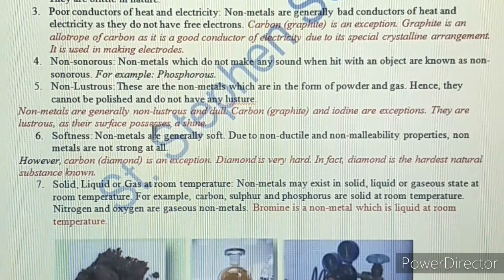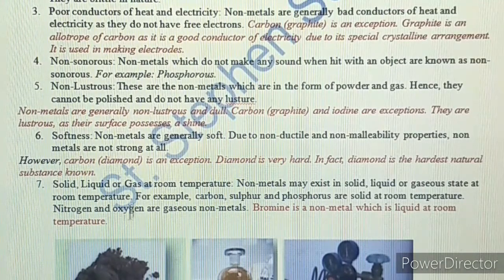Now, softness. Non-metals are generally soft. Due to non-ductile and non-malleable properties, non-metals are not strong at all. But one exception is again here, a carbon allotrope, the diamond. Diamond is very hard. In fact, diamond is the hardest natural substance known. So it's again an irony, children, that non-metals are not very hard, but one of them, diamond, is actually the hardest natural substance.